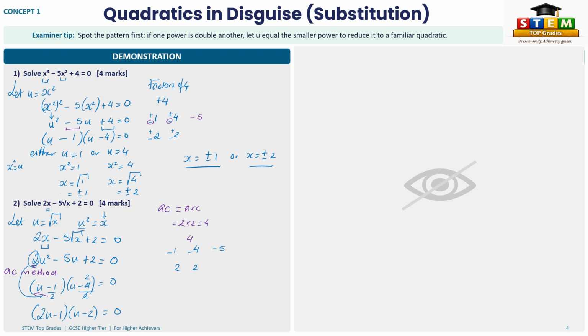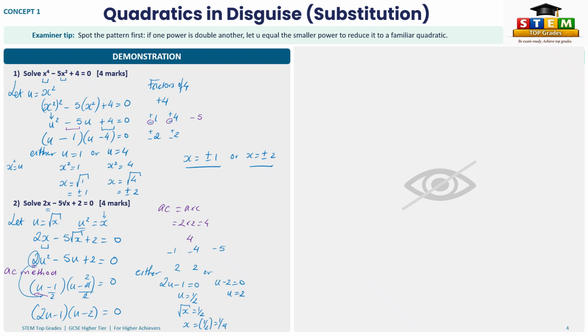Now, if you remember, that is going to be 2u, so we're going to say either 2u minus 1 equals 0, or u minus 2 is equal to 0. So u is equal to half, and u is equal to 2. Remember, now we're going to bring back x. So u, as we said earlier on, is square root of x. So square root of x equals half. Now x is the square of half, which is a quarter.